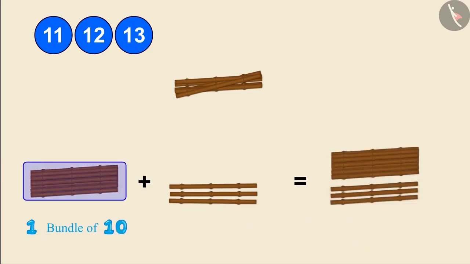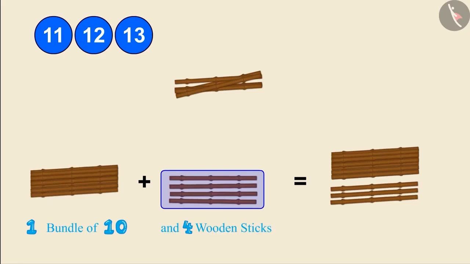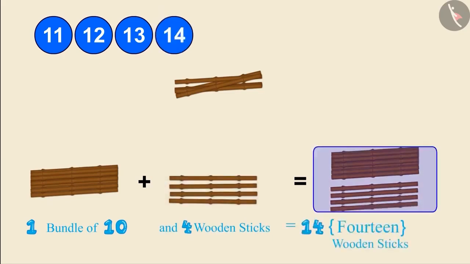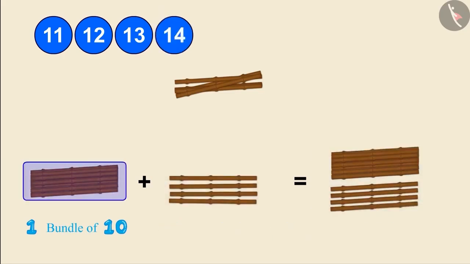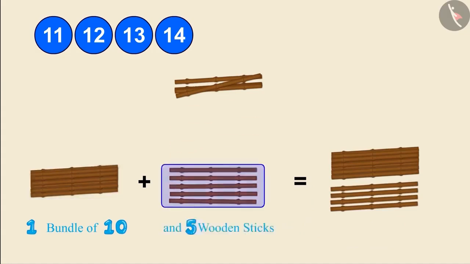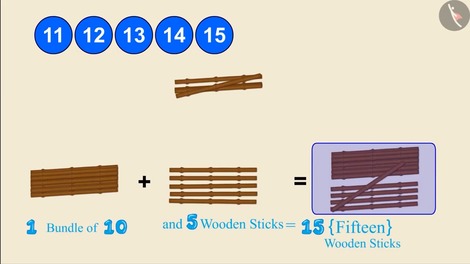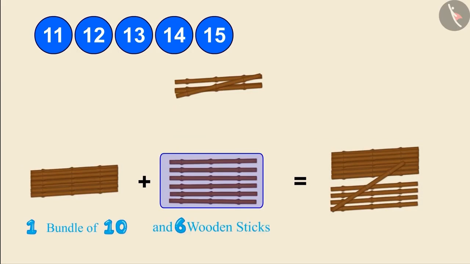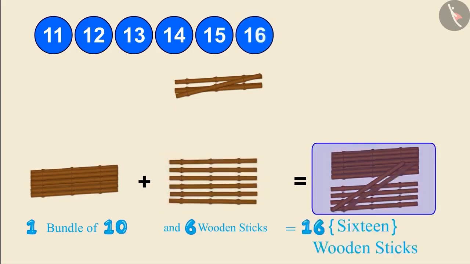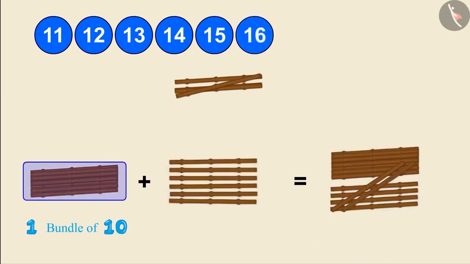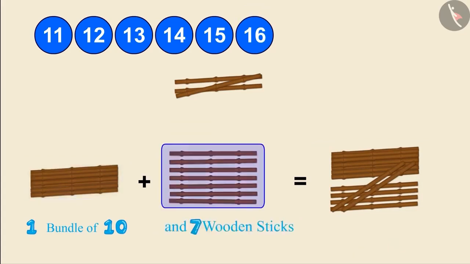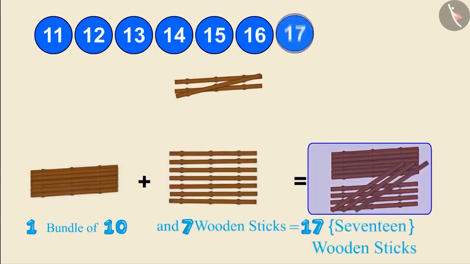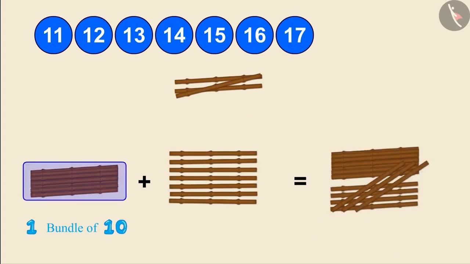One bundle of 10 and four wooden sticks make 14 wooden sticks. One bundle of 10 and 5 wooden sticks make 15 wooden sticks. One bundle of 10 and 6 wooden sticks make 16 wooden sticks. One bundle of 10 and 7 wooden sticks make 17 wooden sticks.